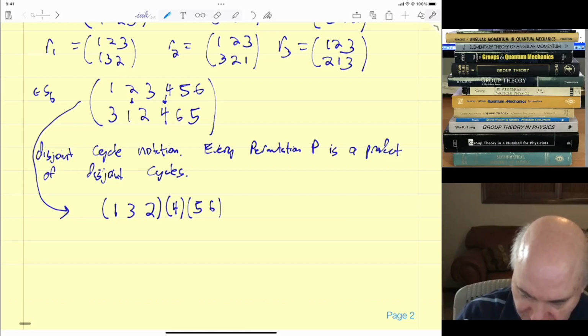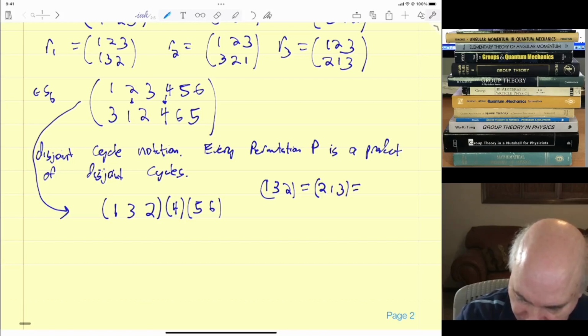So this is cycle notation, and in cycle notation, when you do a cyclic permutation, it doesn't matter what order these numbers are in as long as they maintain the same cyclic order. So this is equal to 2, 1, 3, and this is equal to 3, 2, 1.